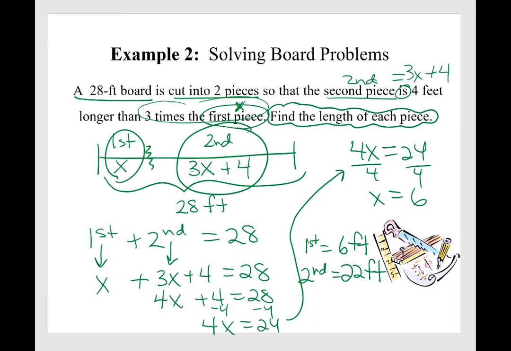Okay, when you check now, if you add up those 2 pieces, is the first plus the second equal to 28? 6 plus 22 is 28, so we're good. We have the 2 pieces. But it's very important that you don't use the check to try and solve the problem. Use the algebra, okay? Remember, this is an algebra class. Everything should be algebra.